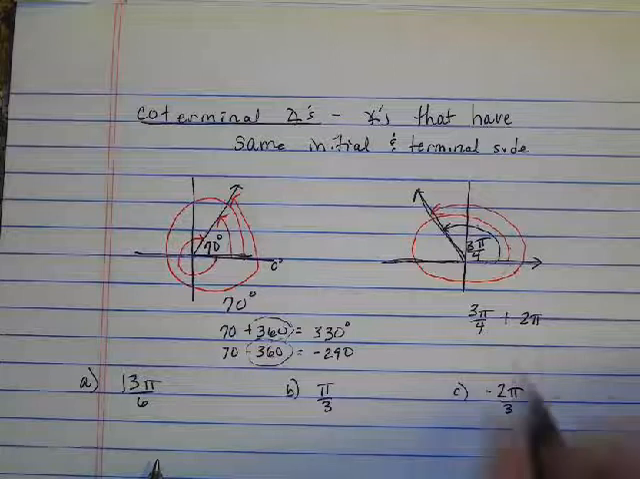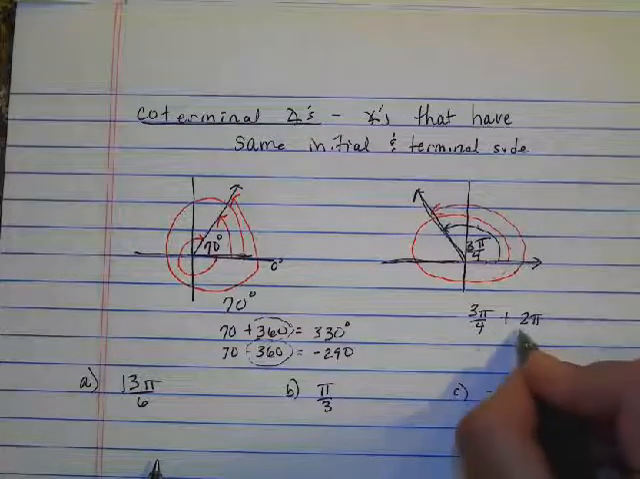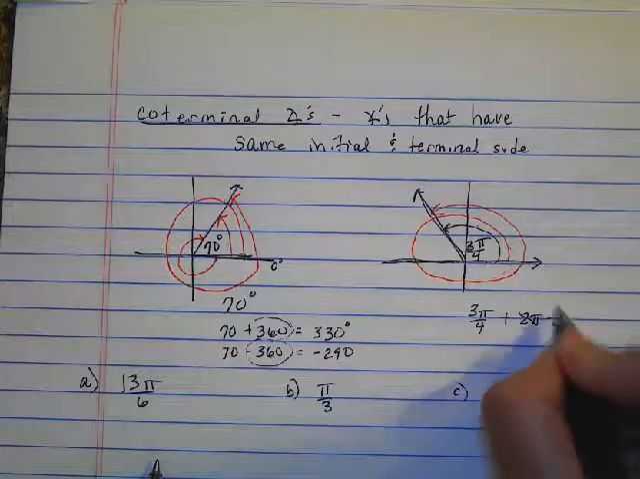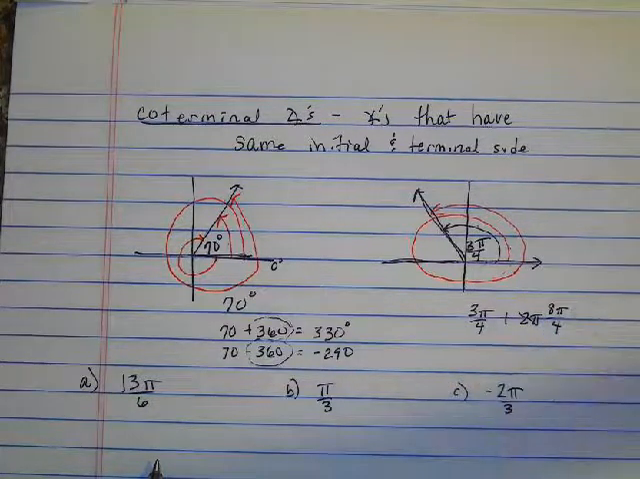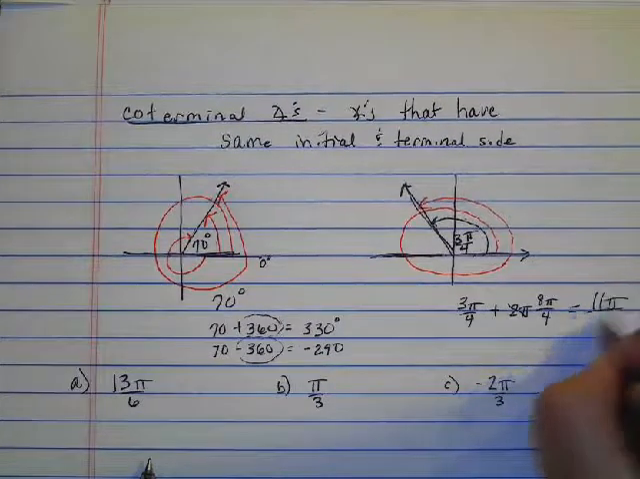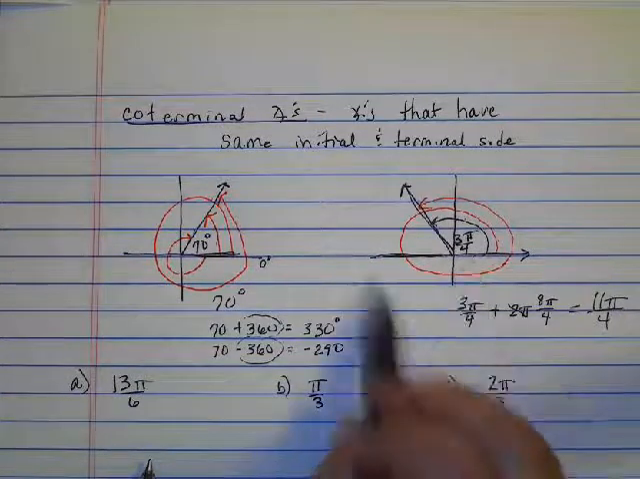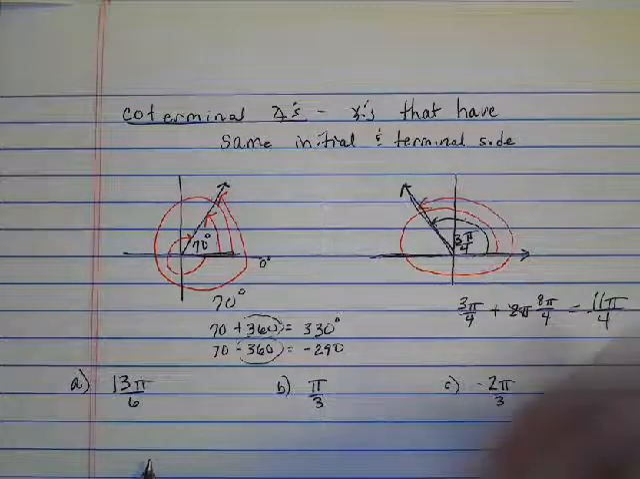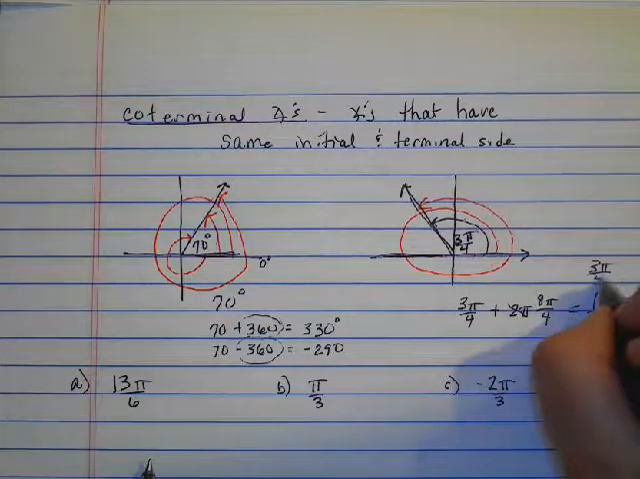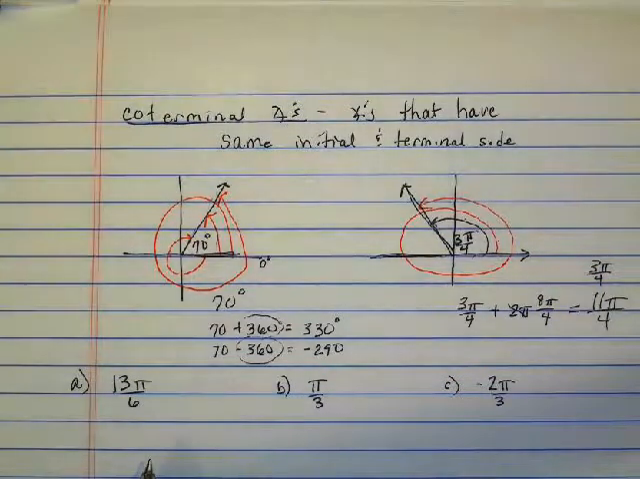So then I'm going to add 3 pi over 4 plus 2 pi. So I'm going to get a common denominator of 4. So that's 8 pi over 4. So a coterminal angle would be 11 pi over 4. I could also find the negative one if I wanted to. So 3 pi over 4 and 11 pi over 4 would be the same. If I wanted to find the negative one, I would subtract 2 pi.